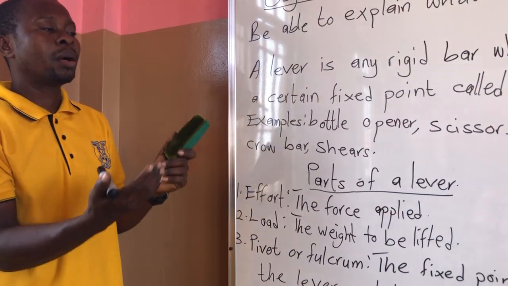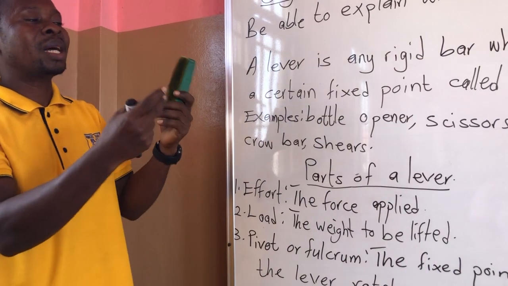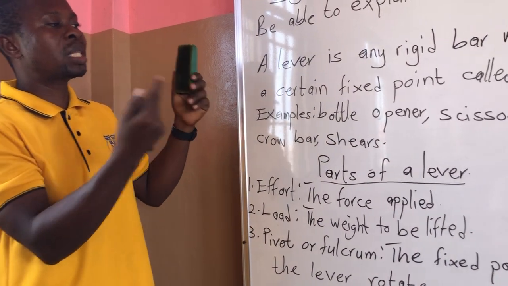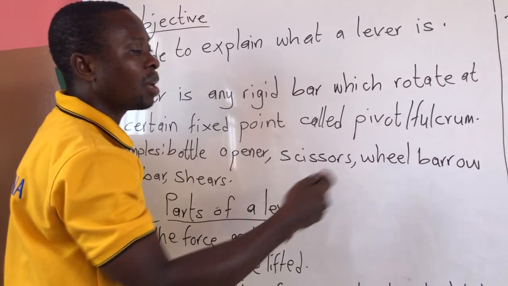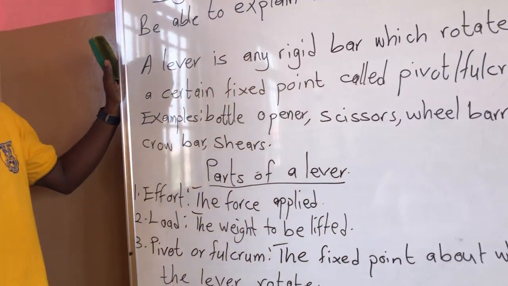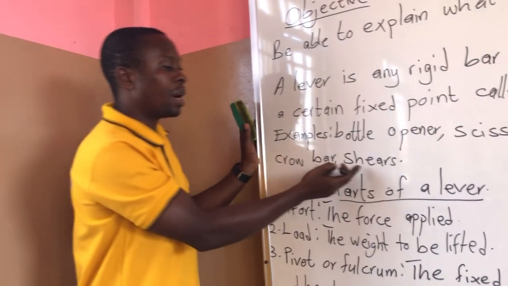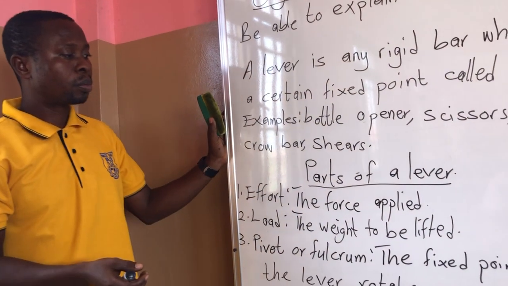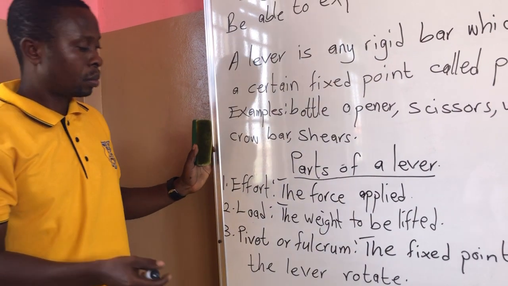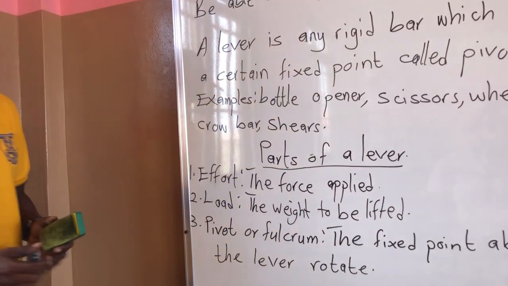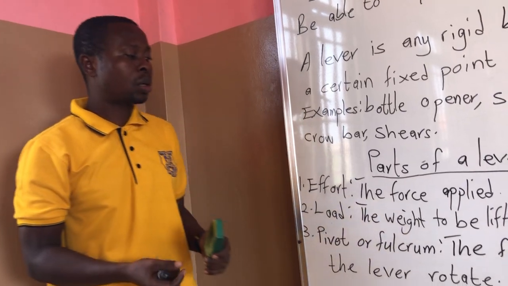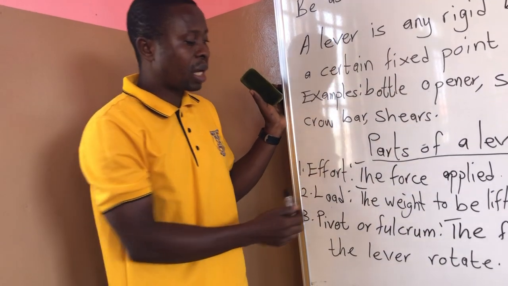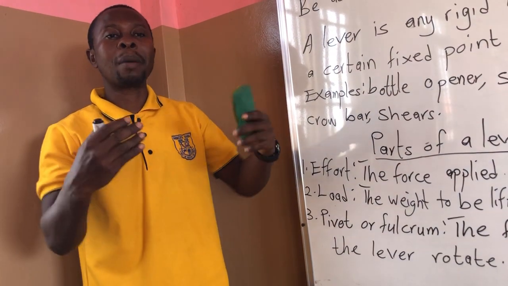When we look at a pair of scissors, we can see that it rotates at the center. The same way when we look at the wheelbarrow, the tire has a fixed point that it rotates. The same as the shears I've shown to you. Now let's look at the parts of a lever. A lever has three main parts. The first one is the effort, which is the force applied.